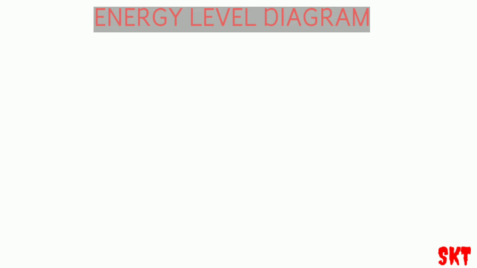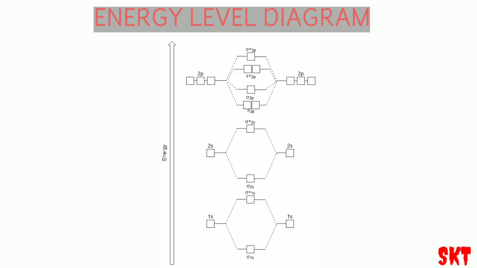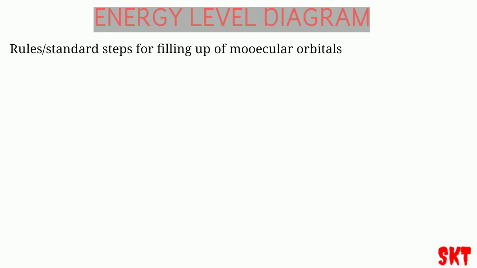How to draw the energy level diagrams for different molecules. So this is a pictorial view of energy level diagram. At the base, the minimum energy orbitals are there, and as we go up, the energy goes on increasing. So there are different standard steps for filling the molecular orbitals.